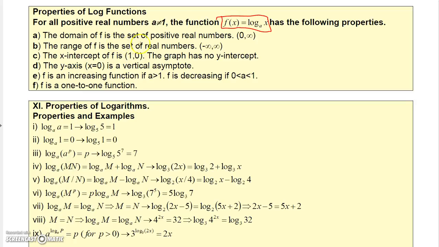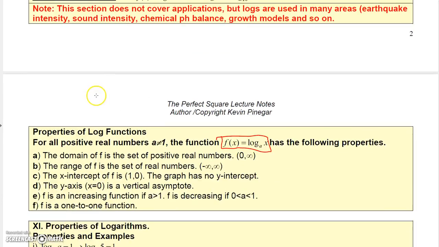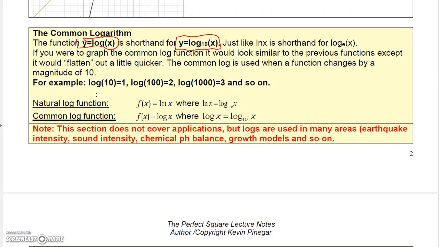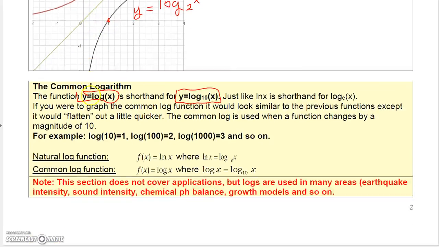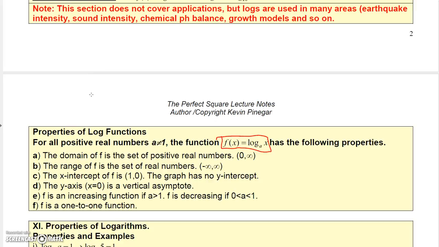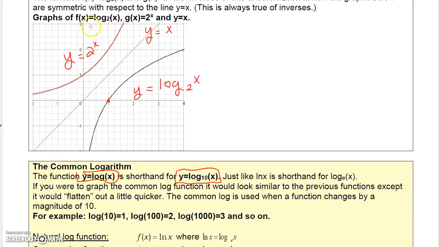The domain is the set of all positive real numbers. So if you go back up here, and remember this is the log function right here, so the domain is all positive real numbers, and the range is all real numbers. Okay, and the x-intercept is the point (1, 0), which is right here, and then it has no y-intercept, and the y-axis is actually a vertical asymptote.